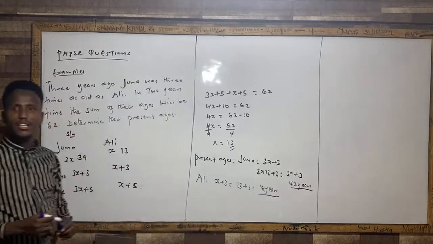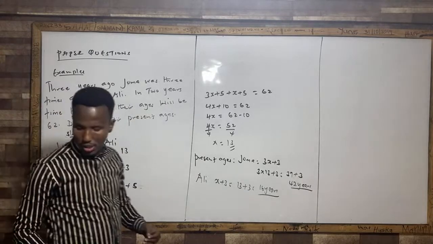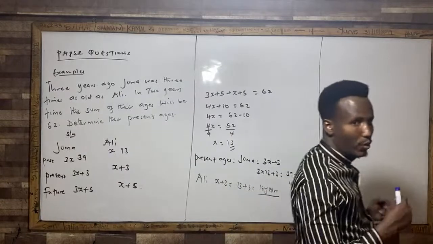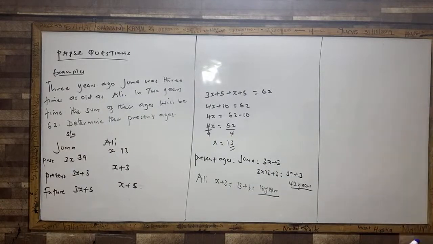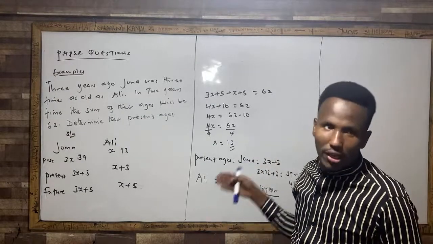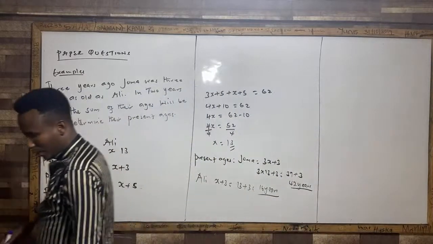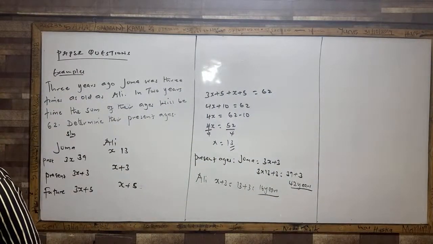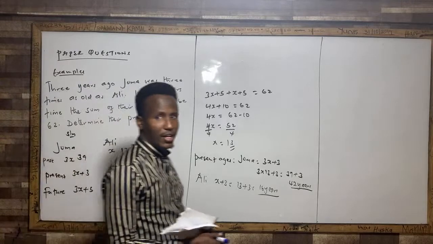Please understand the nature of this question, okay? Determine their present age. That's what you're told. Very, very easy. Just understand, okay? So we have the past, the present, and the future. Which is very, very easy, okay? I hope you are digesting. Then what we're going to do is see another example here on the whiteboard.